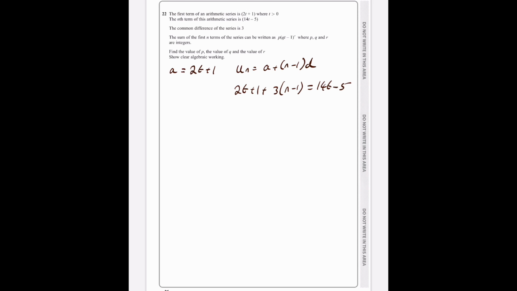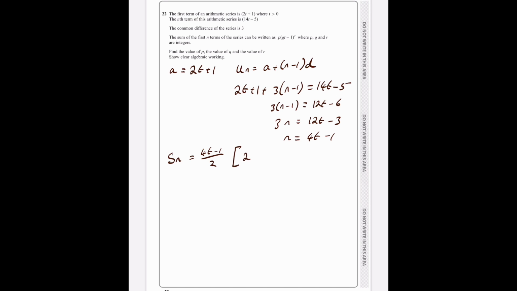And then I'm going to plug a as 2t plus 1 in, and it tells us that that will be equal to 14t minus 5. Bring the 2t plus 1 onto the right, expand, and bring the minus 3 onto the right. Divide by 3, we get an expression for n, which is 4t minus 1. There are a few ways of doing that and ending up there, which would be absolutely fine.